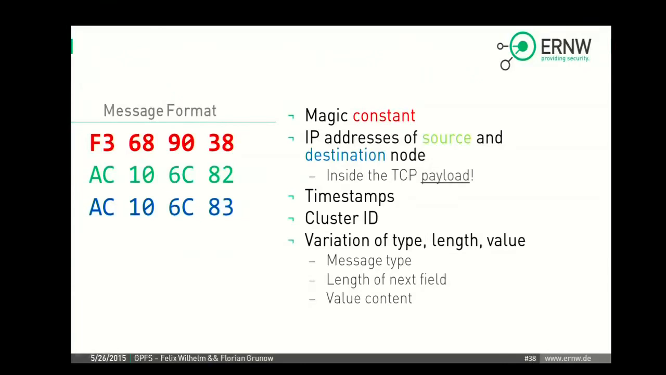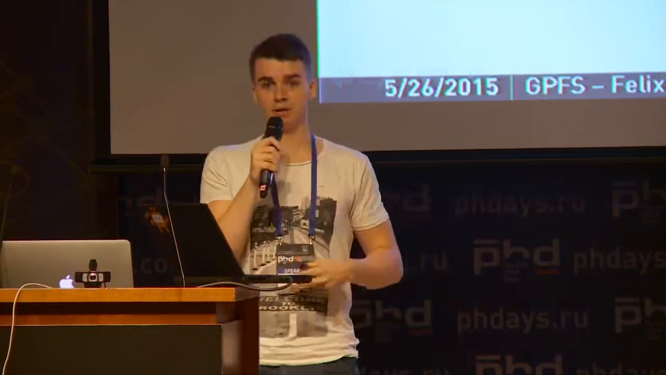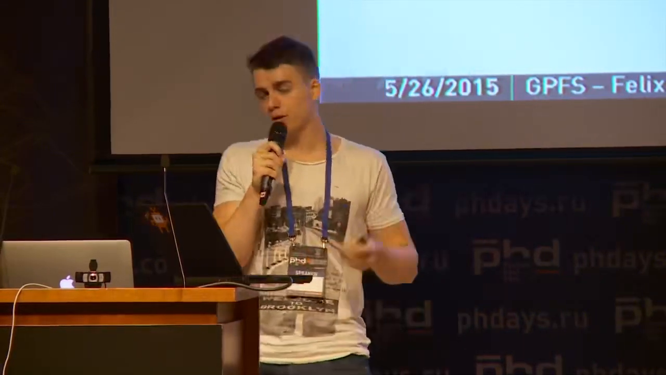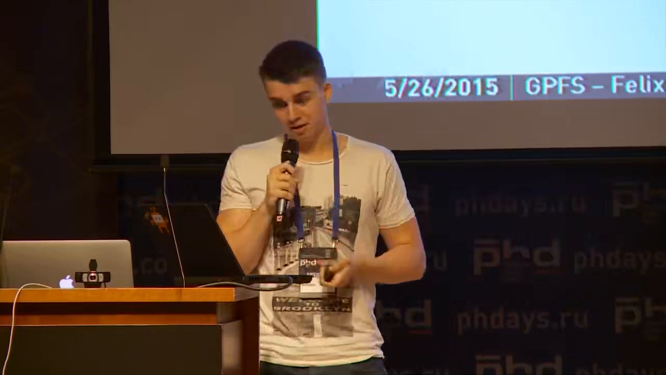The interesting thing is, this is not in the IP header, this is inside the TCP payload. So you specify the IP address inside the TCP payload again. Then at the front, you have this magic constant, which is simply a constant used by GPFS. You have timestamps, you have a cluster ID, and then it's TLV, so type, length, value. So pretty standard stuff.